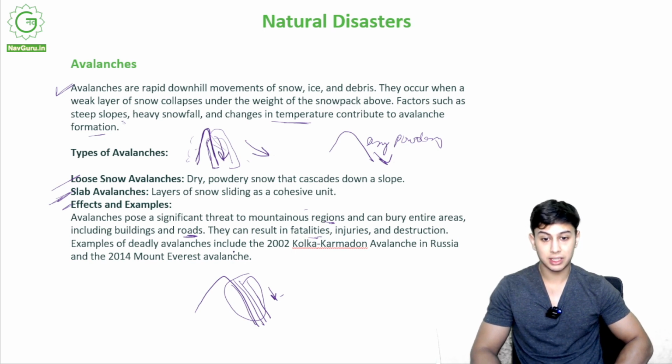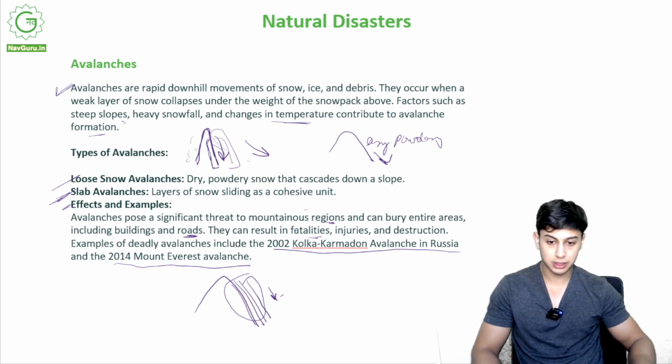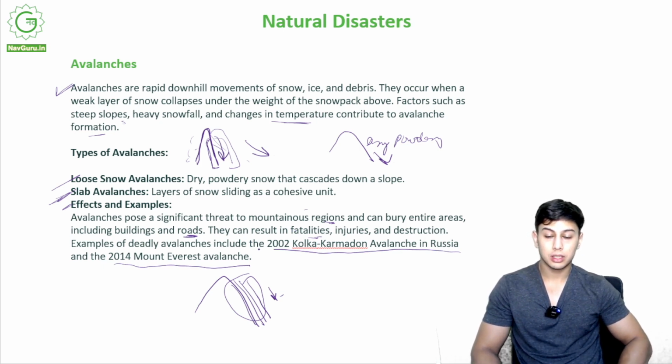Examples of deadly avalanches include the 2002 Kolka Karmadon avalanche in Russia. This was a very big avalanche. And the 2014 Mount Everest avalanche. Mount Everest is the biggest mountain, right? It has the highest peak and there was an avalanche in 2014 over there.